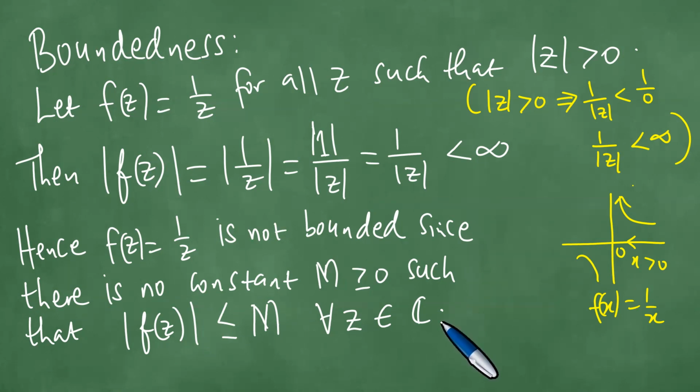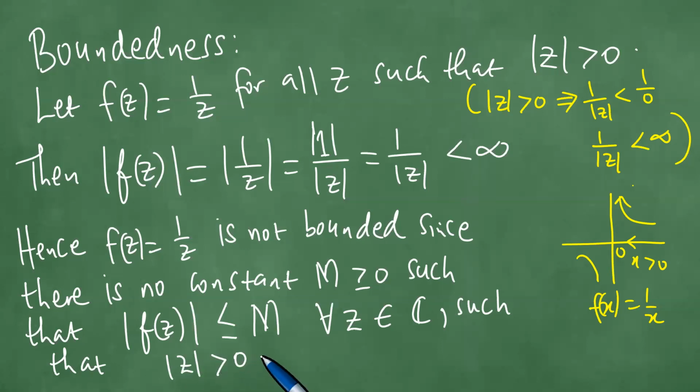For all z in C such that the modulus of z is strictly bigger than 0, that function is not bounded. Now we focus on the next question, question 5.